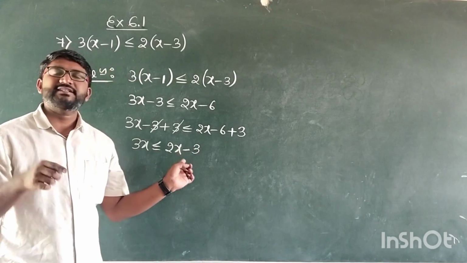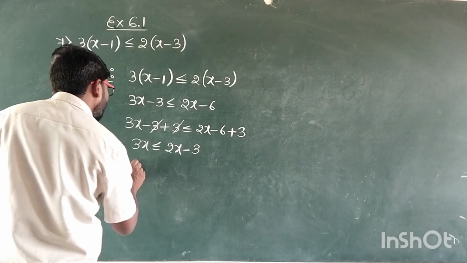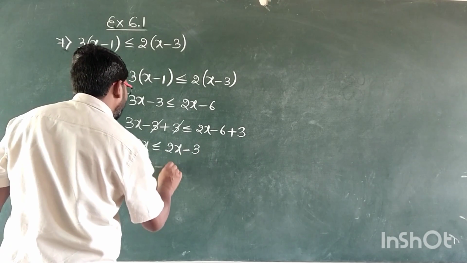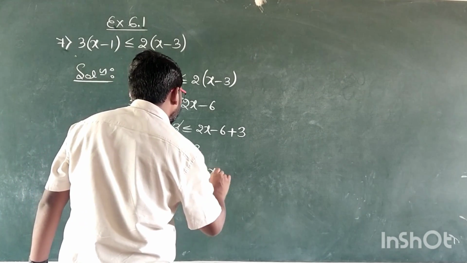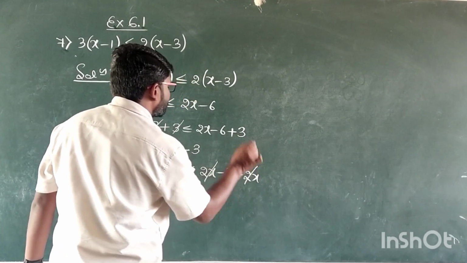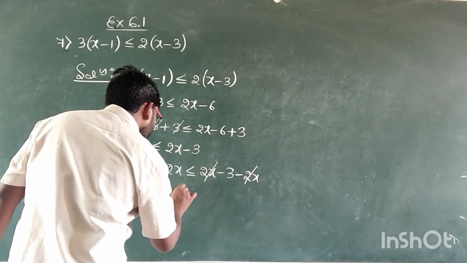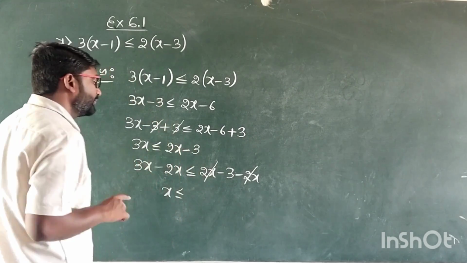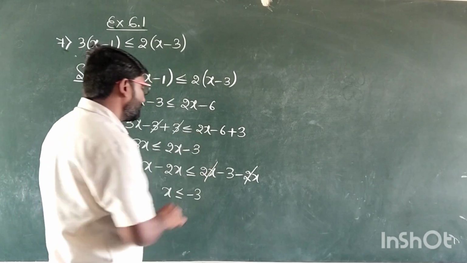Now 2x is an extra term on the right hand side. So let us subtract 2x on both sides. 3x minus 2x less than or equal to 2x minus 3 minus 2x. Now plus 2x minus 2x gets cancelled. So 3x minus 2x will be x, less than or equal to, so what do we have? Minus 3. x less than or equal to minus 3.